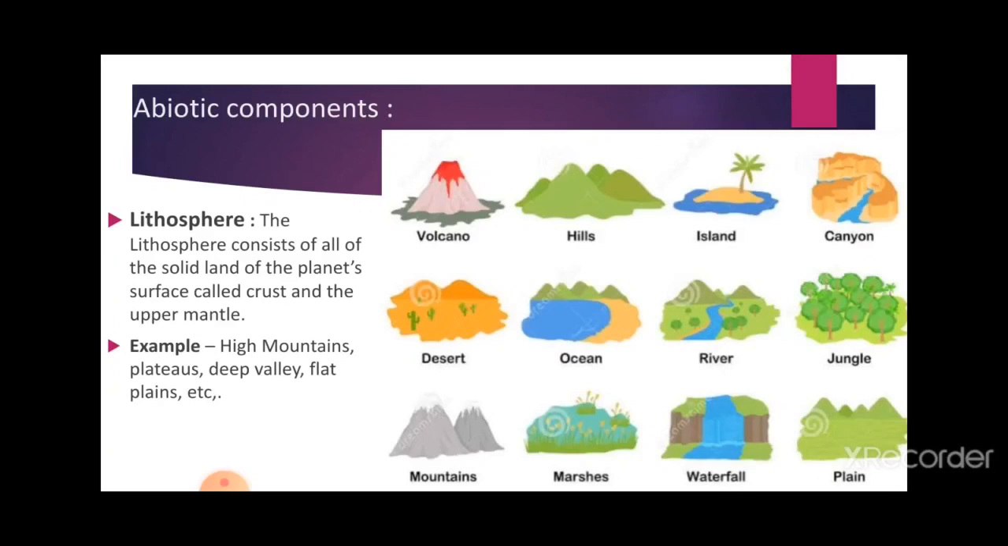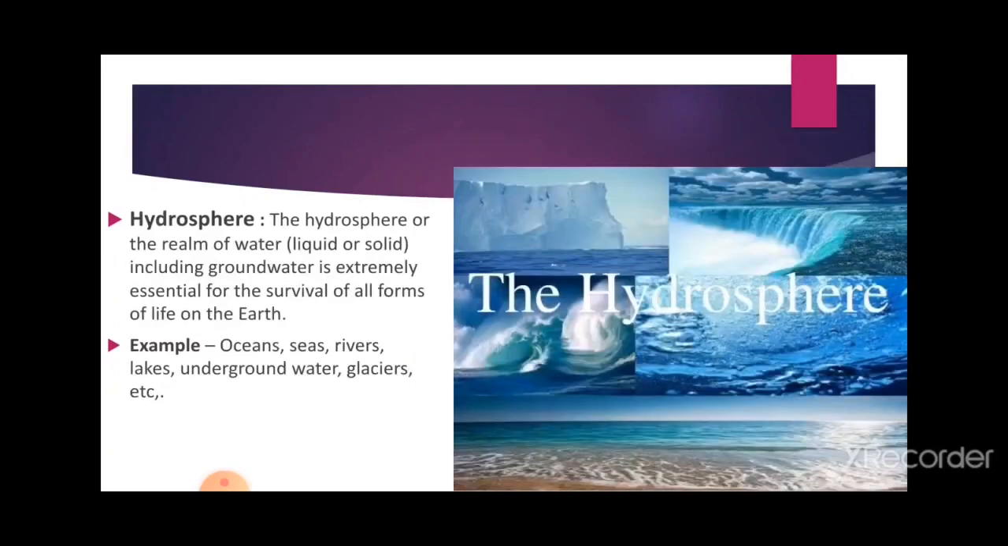Now moving towards the next realm, the hydrosphere. Hydrosphere is derived from the Greek word hydro, which means water. It refers to the water on the earth surface. As you know very well, the earth is covered with water about 71%, and 29% is earth surface, meaning land surface. So 71% water is there.